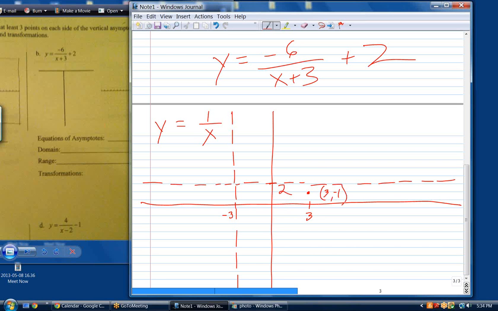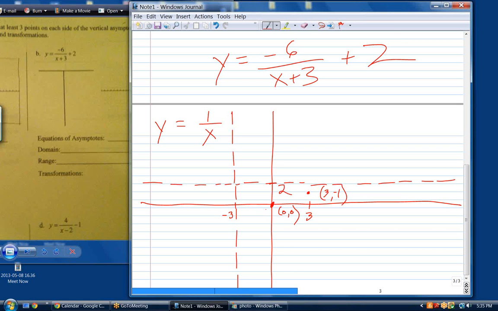Another point. How about x equals 0? Do the simplest calculations you can possibly get. X equals 0 is to the right of this vertical asymptote, so that's all that matters. It'd be 0. So when x is 0, y is 0. One more point.